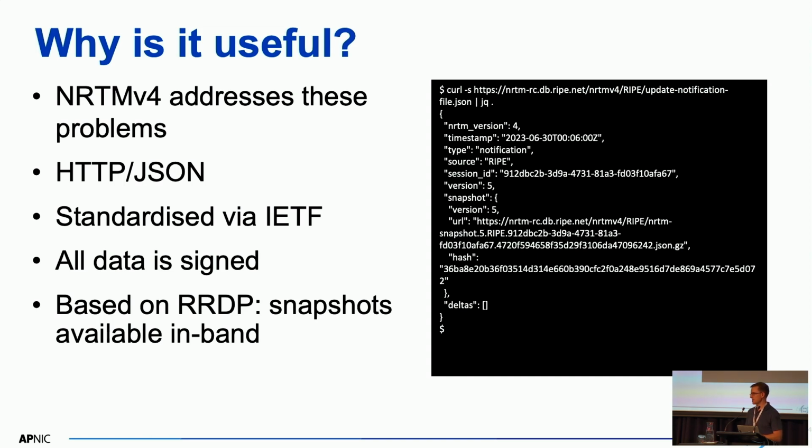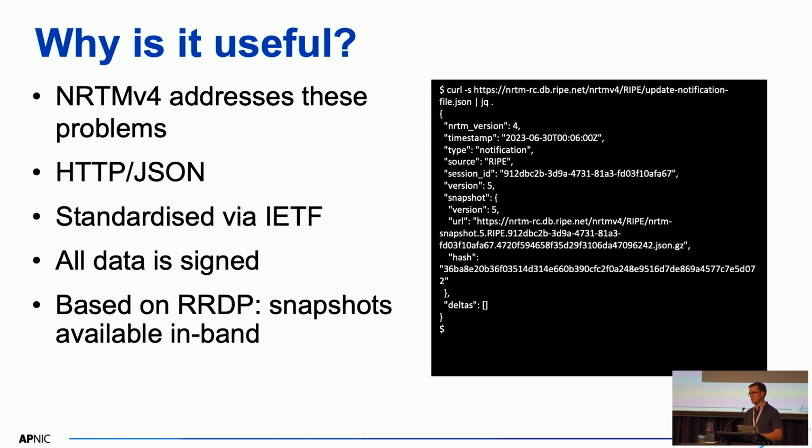NRTM v4 addresses these problems. It's an HTTP-based protocol. The responses are JSON, so it's very easy to work with. It's going through the standardization process at IETF, so that helps as far as stability and consistency in implementations are concerned. All of the data is signed, so with NRTM v3, it's just plain text, whereas with this, you can actually verify that the server sent you the update.